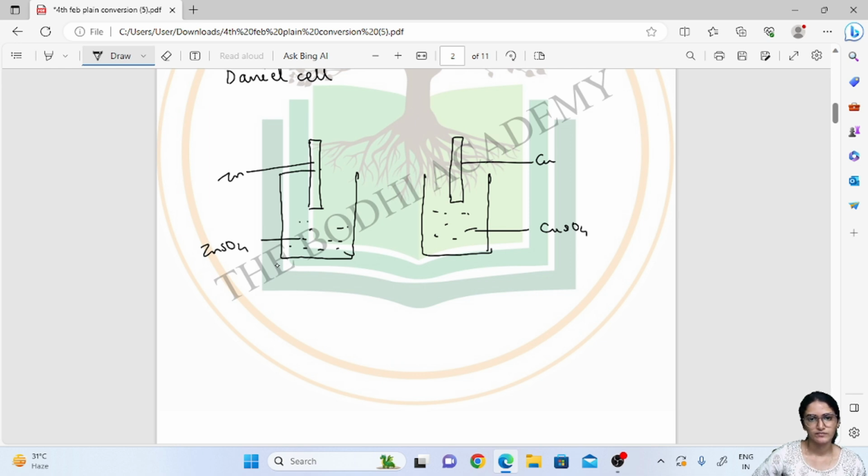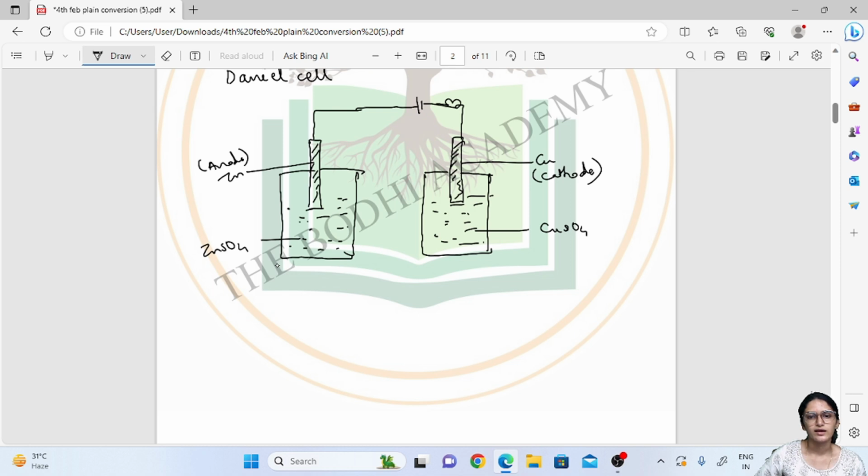Then these two electrodes are connected to each other through a battery, and here a bulb is connected. This is a rough diagram just to make you understand. The zinc electrode is called the anode and the copper electrode is called the cathode. This is zinc sulfate, this is copper sulfate. Both electrodes are dipped in the electrolytic solutions, zinc sulfate and copper sulfate.